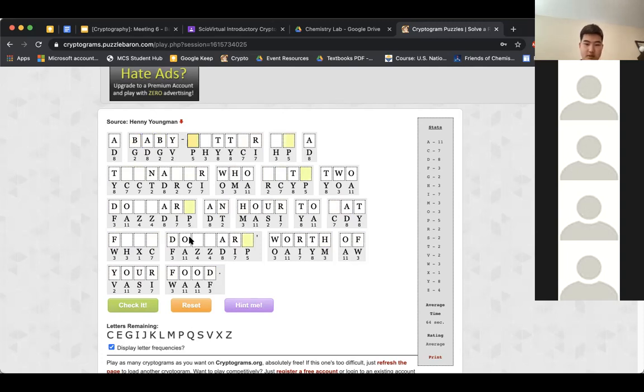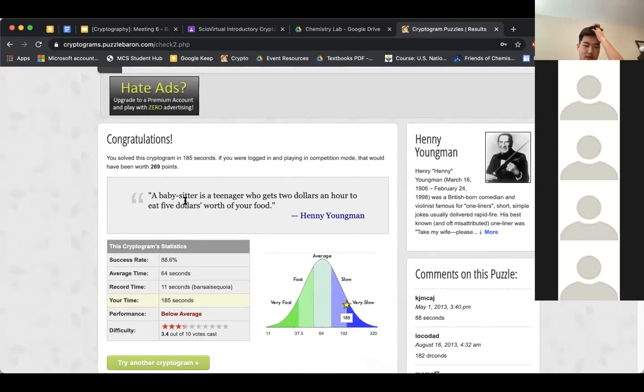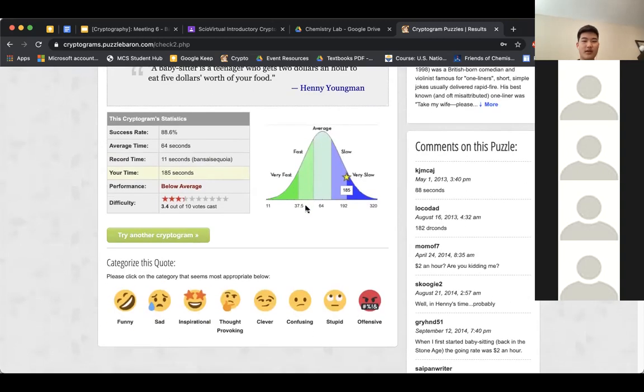What if I put this in? Is this easier? Oh yeah, I guess I'll put in dollars, sure. Yeah, babysitter. Teenager. Make sure you read the context. Fine is definitely more common than five in quotes, but it's talking about something dollars, so that's why you'd say five. So a babysitter is a teenager who gets $2 an hour to eat $5 worth of your food. All right.